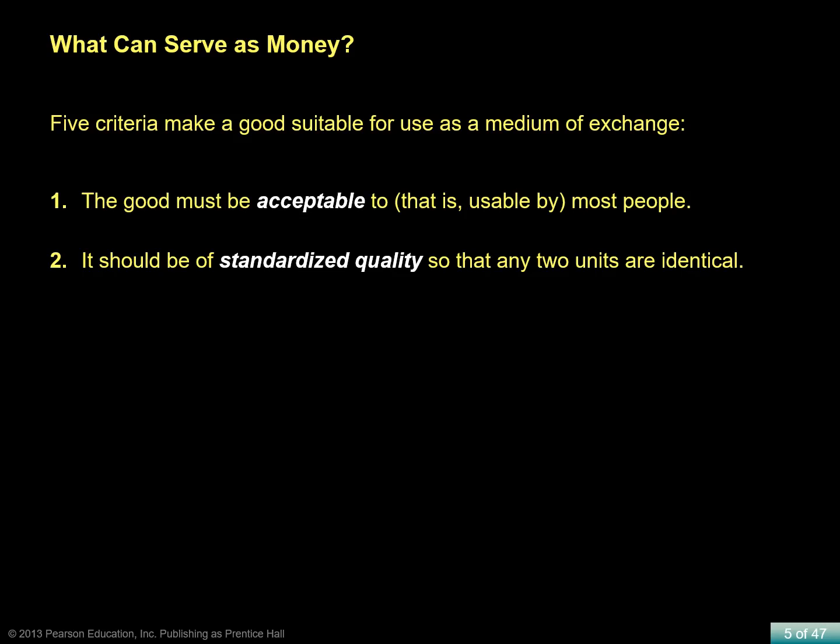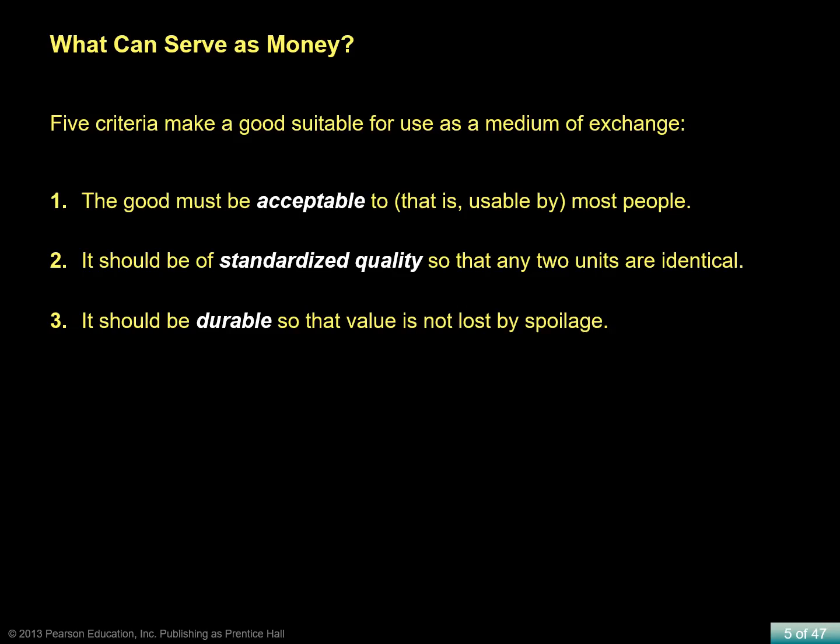So having them be of standardized quality and quantity allows for us to know that this one is equal to this one is equal to this one. So one George Washington $1 bill is equal to another George Washington $1 bill.